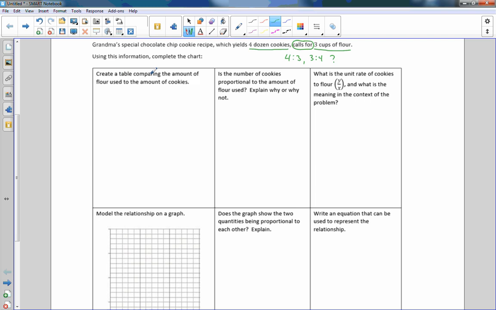So this says to create a table comparing the amount of flour used to the amount of cookies. So there it is, flour to cookies. If I do a T-chart and I go like so, before we already knew that there was an X and a Y. But now I want to bring in more terminology. X is independent. It is the independent variable. And Y is the dependent variable. Okay?